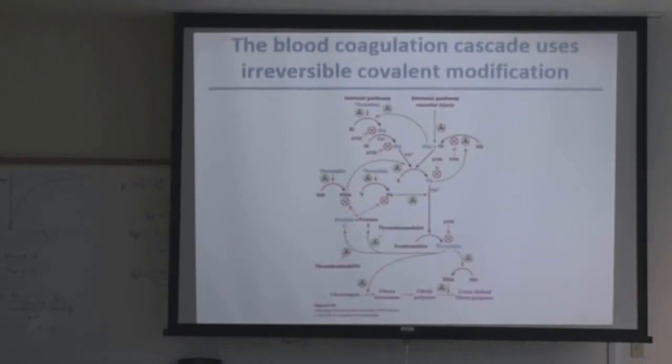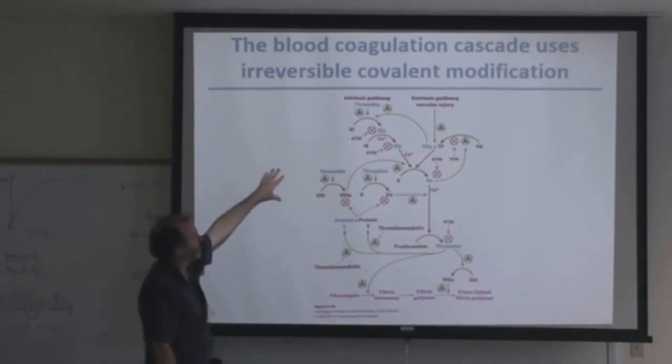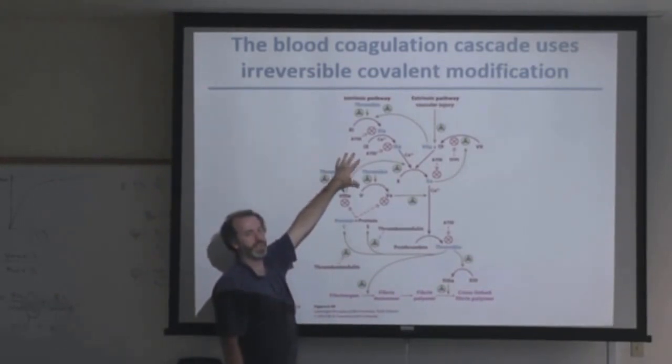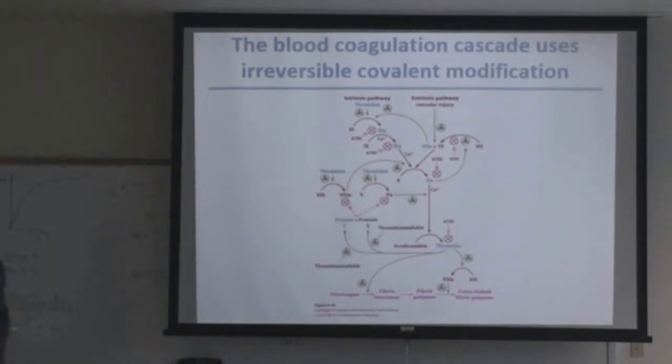So the blood coagulation cascade uses irreversible covalent modifications also. And you guys are going to learn this cascade when you take hematology, I'm pretty sure, right? Do you guys know it at all? You probably had to learn it for anatomy and physiology, did you? We didn't have to learn, not for Chef.